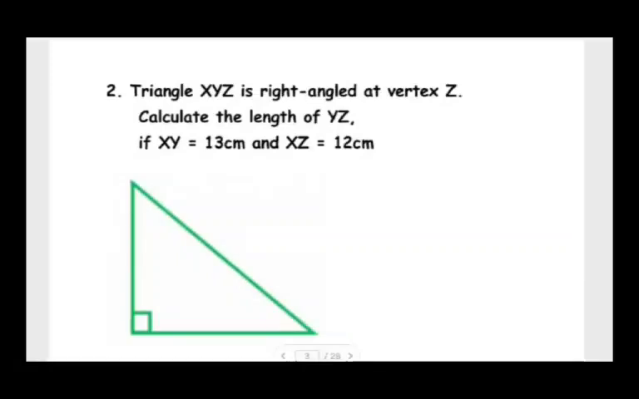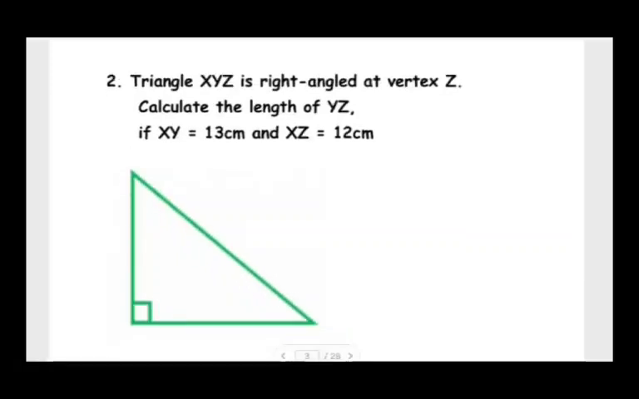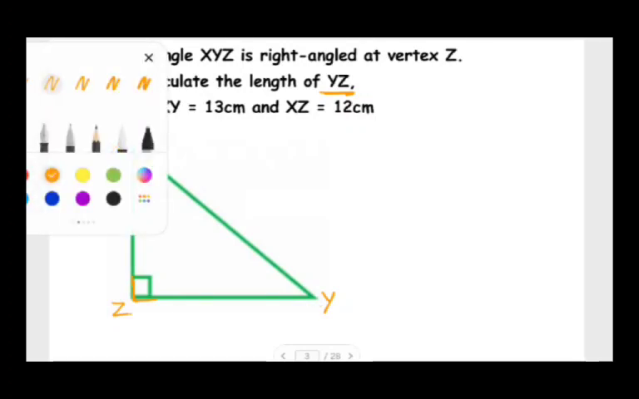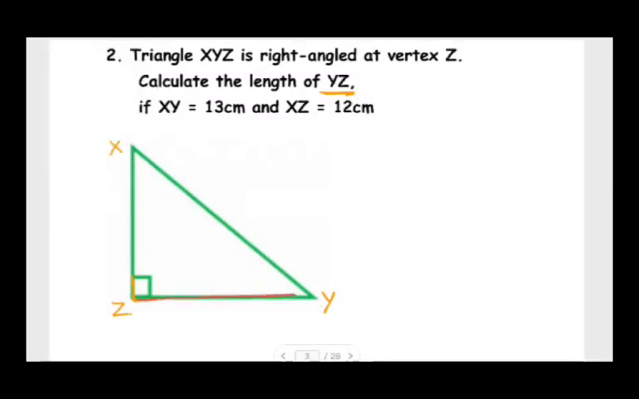Triangle XYZ is right angled at vertex Z. So this is my right angle. This is vertex Z. Calculate the length of YZ. Okay. So Z, I'll take this as X and I'll take this as Y. So now calculate YZ. So YZ, this is what they want us to calculate. This part. This is what they want us to calculate.